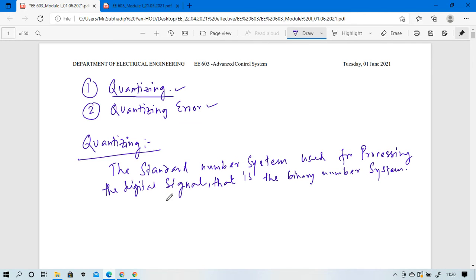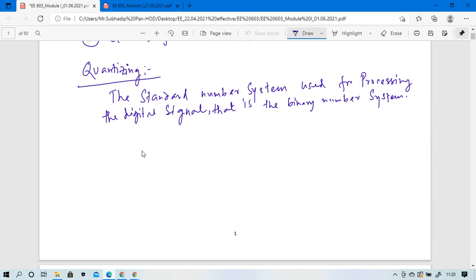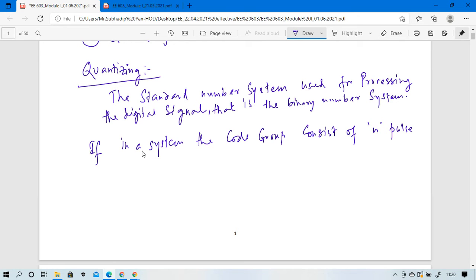In a system, a code group will consist of n number of pulses. So we can say that if in a system the code group consists of n pulses, keep in mind these things, n number of pulses.